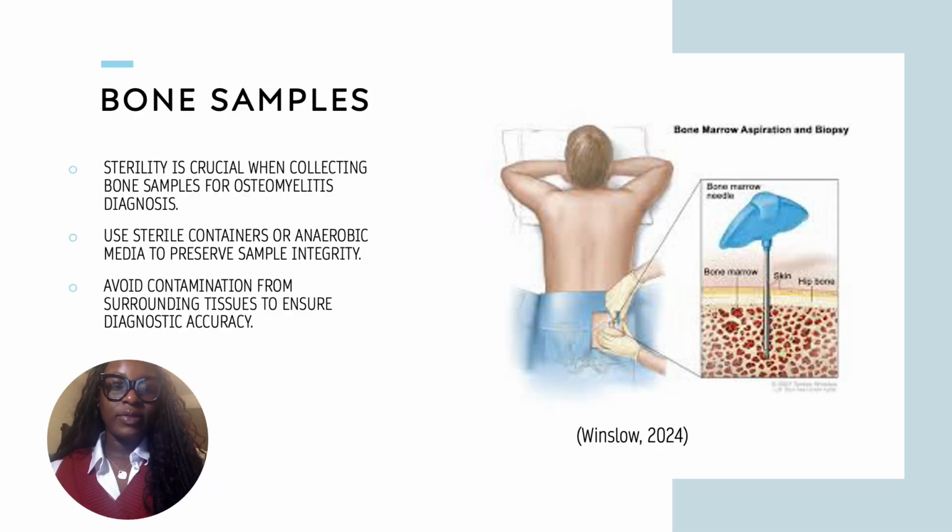Our next topic, bone samples. Bone specimens, often obtained during surgical procedures, should be collected using aseptic techniques to prevent contamination. It is crucial to avoid contact with non-sterile surfaces and to use sterilized instruments throughout the process. Place bone samples in sterile containers, ensuring they are appropriately labeled with patient information and the specific site of collection. Prompt transport to the laboratory is necessary to maintain specimen integrity.